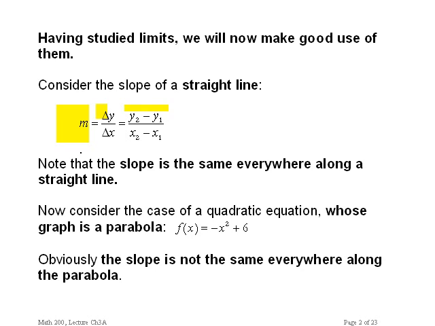So the change in y is y2 minus y1. The change in x is x2 minus x1. The points (x1, y1) and (x2, y2) are any two points along that straight line. Once I have calculated the slope, it is good for every point along the straight line.